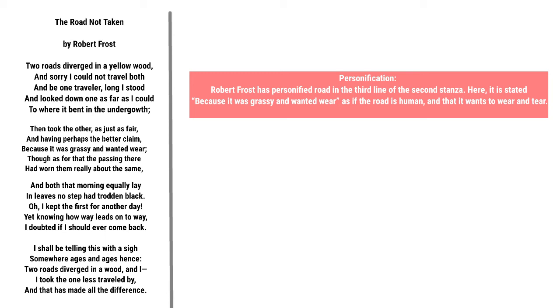And number 6 is personification. Robert Frost has personified the road in the third line of the second stanza. Here it is said, "because it was grassy and wanted wear", as if the road is human and wants to wear and tear.